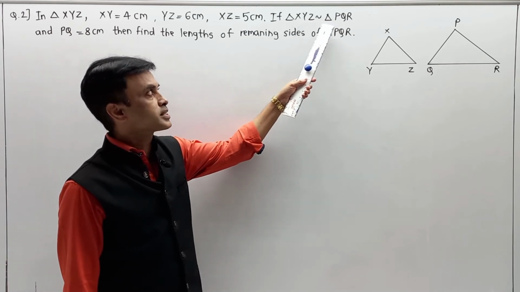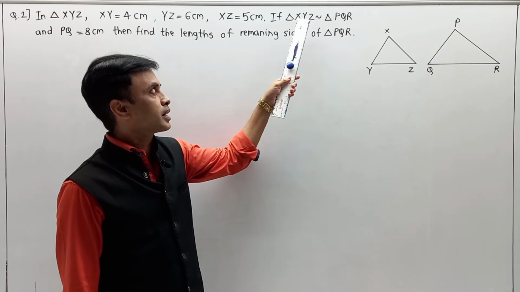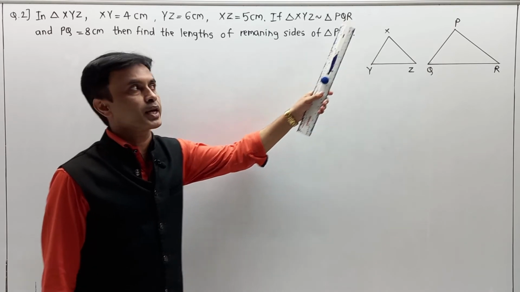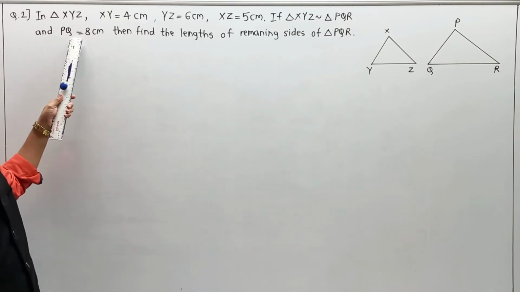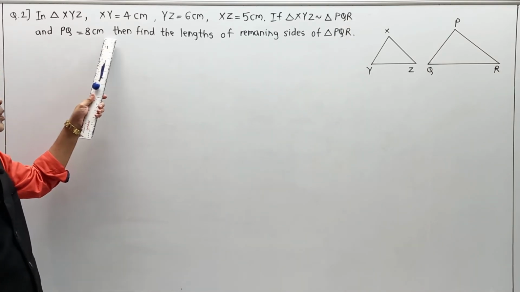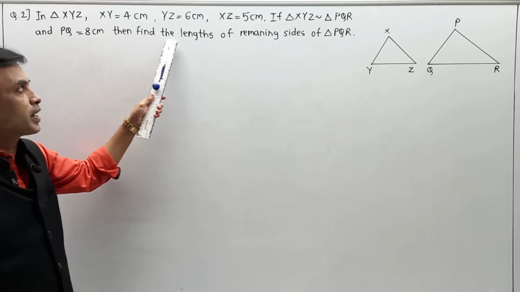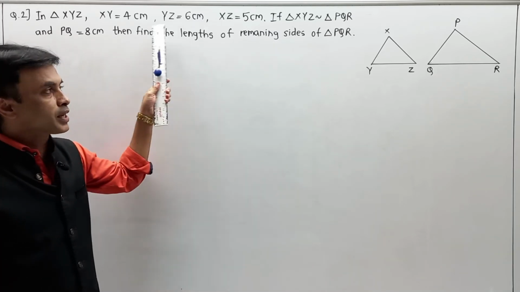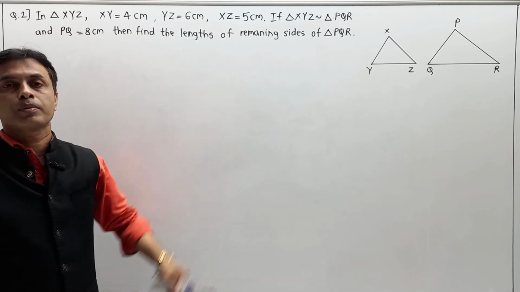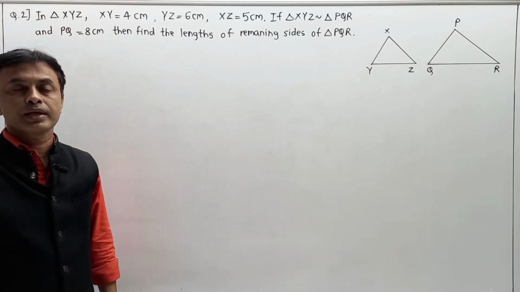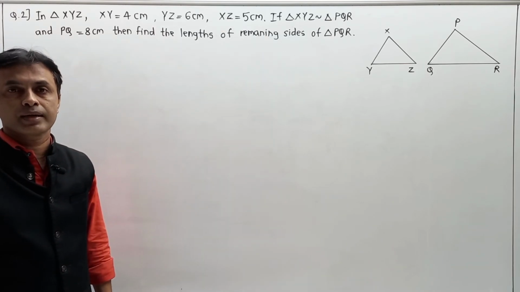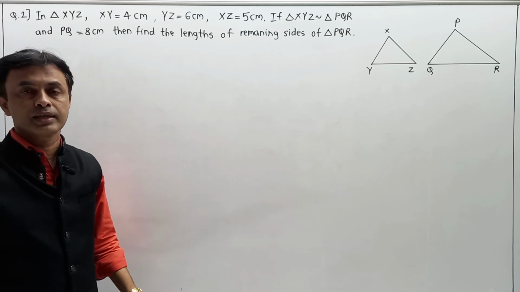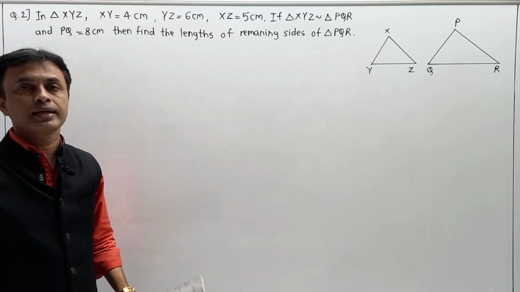If triangle XYZ is similar to triangle PQR, and PQ is equal to 8 cm, then find the length of the remaining sides of triangle PQR. Now we are going to try to understand the question from a diagram point of view. Remember, the book doesn't provide any diagram. I have drawn this diagram additionally so that you can easily understand the concept.